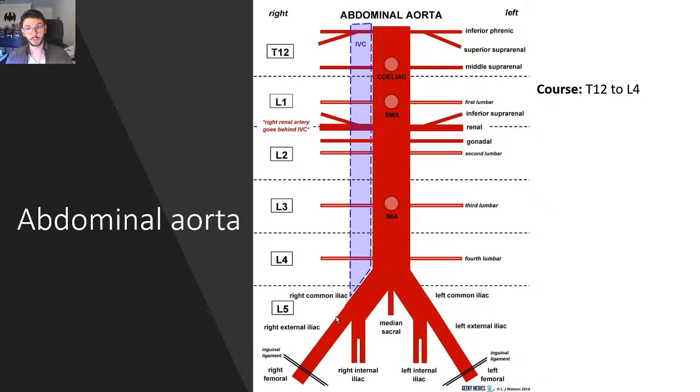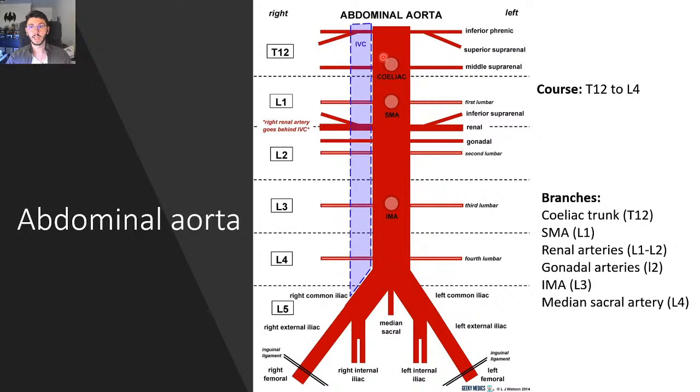So we have several branches. At T12, the most important one is the celiac trunk. We'll cover the celiac trunk a little bit later, but the celiac trunk is at T12. It helps supply the liver, stomach, abdominal tissues such as the abdominal esophagus, spleen, duodenum, and superior pancreas. So for the celiac trunk, it's very important to know the anatomy here.